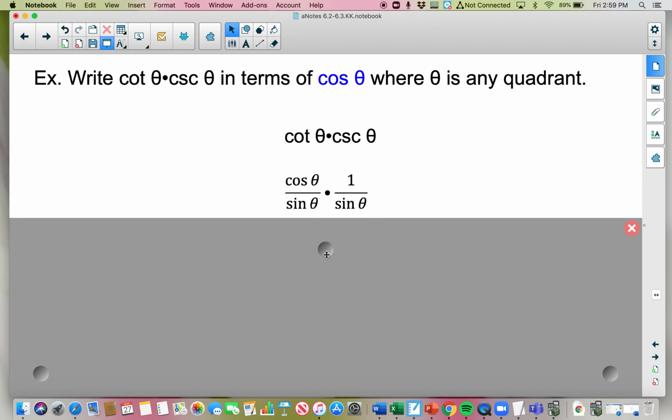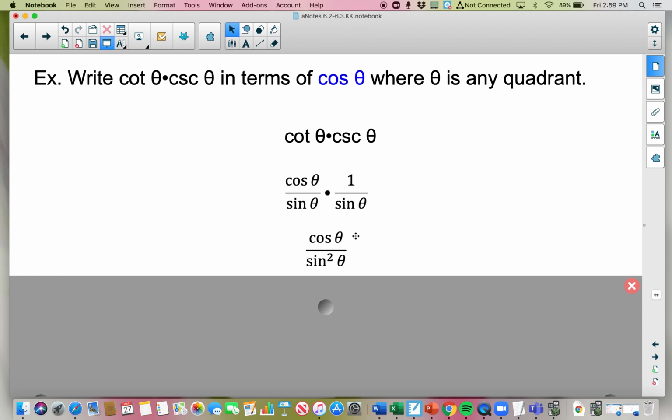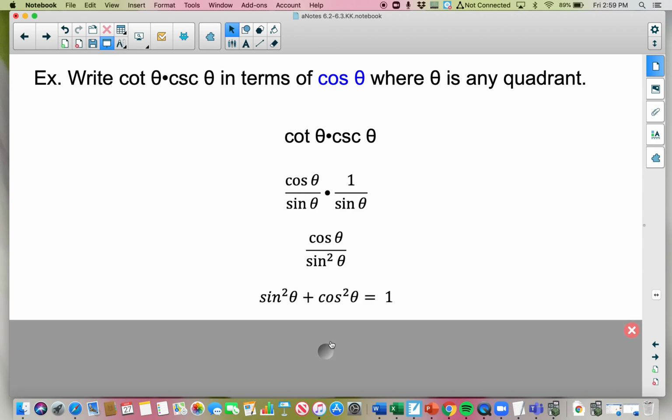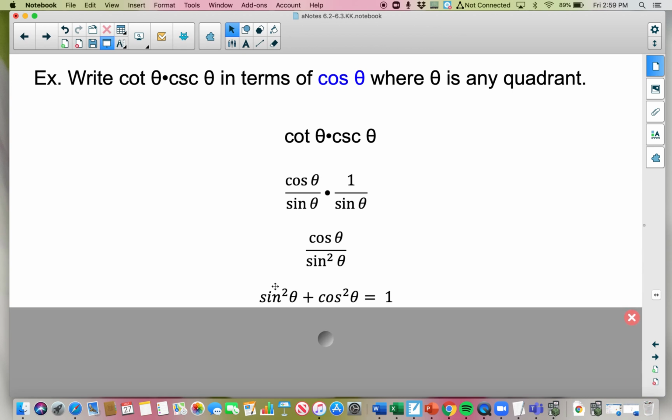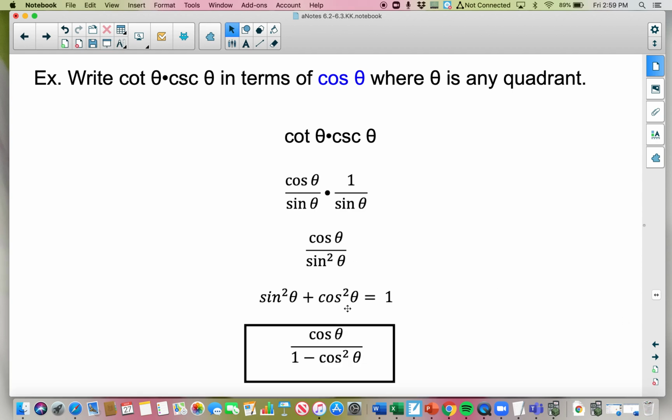If I multiply these together, just to simplify it a bit, I get cosine over sine squared. So I want sine squared now to be in terms of cosines. So now I have to reference my Pythagorean identity, right? Sine squared plus cosine squared equals 1. And if I solve that, I can just subtract the cosine squared over, and I can substitute this. So again, the sine squared is really 1 minus cosine squared, and now this original expression right here is in terms of all cosines.